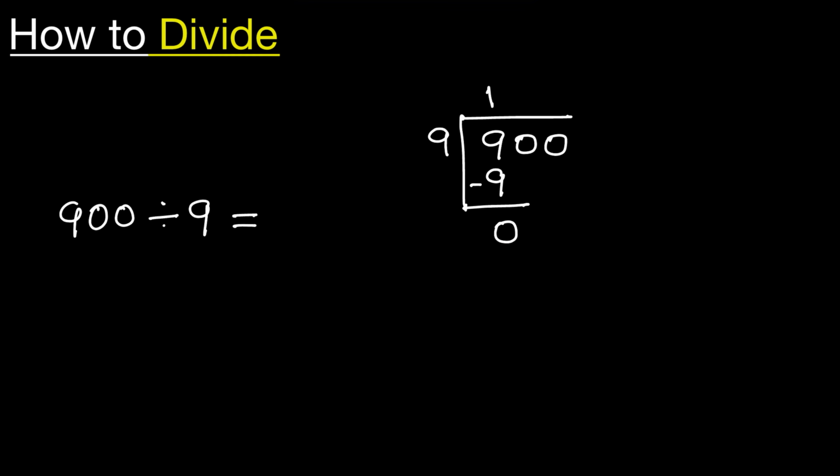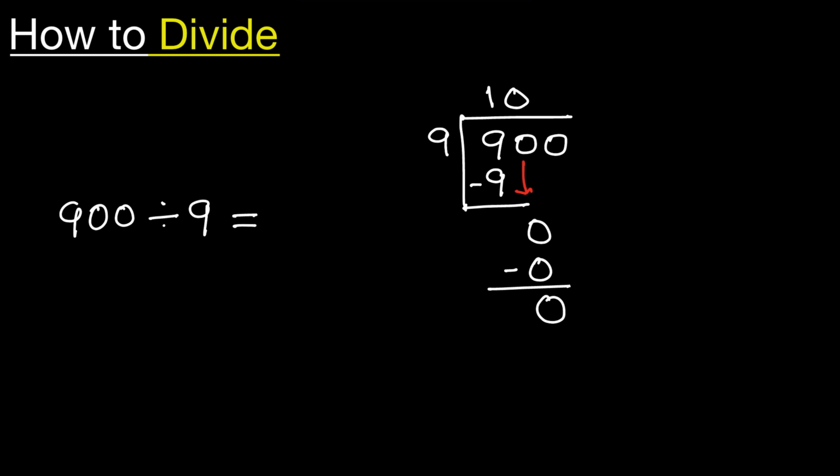Now this 0 is less than 9. That is why we need to bring down this 0 here. But this is the number 0, so we write 0 in the quotient. And we know that 9 times 0 is equal to 0. Subtract, we get 0 again.